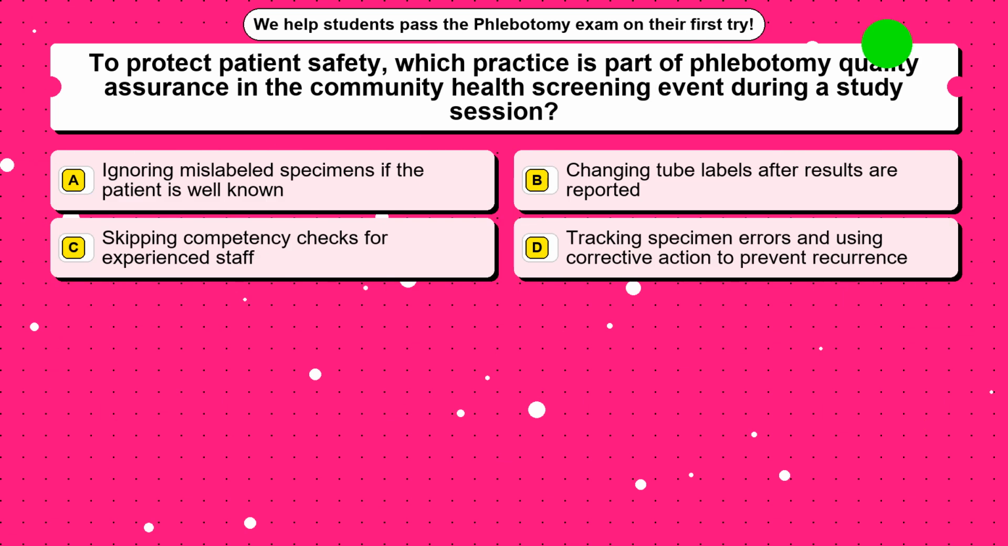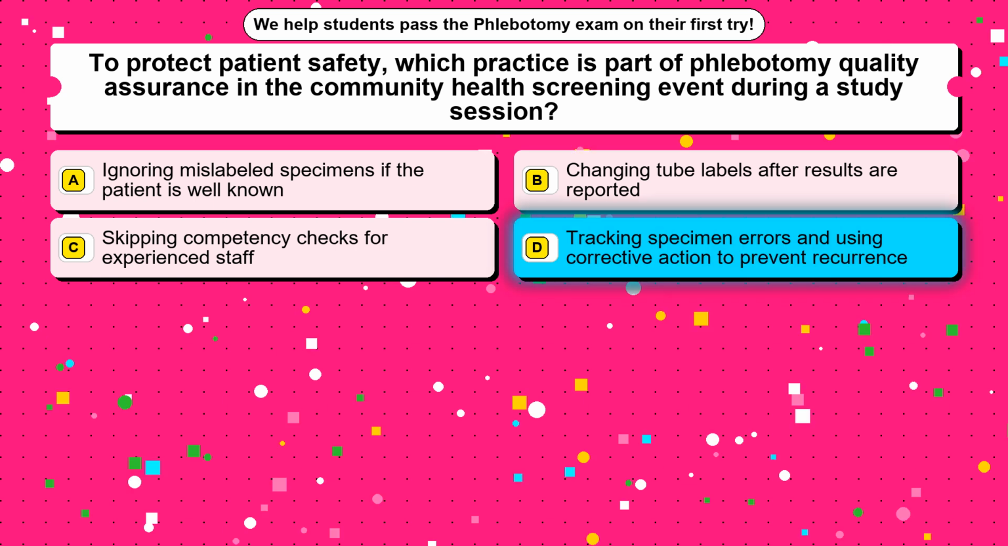Question 75. To protect patient safety, which practice is part of phlebotomy quality assurance in the community health screening event during a study session? Option A, ignoring mislabeled specimens if the patient is well known. Option B, changing tube labels after results are reported. Option C, skipping competency checks for experienced staff. Option D, tracking specimen errors and using corrective action to prevent recurrence.